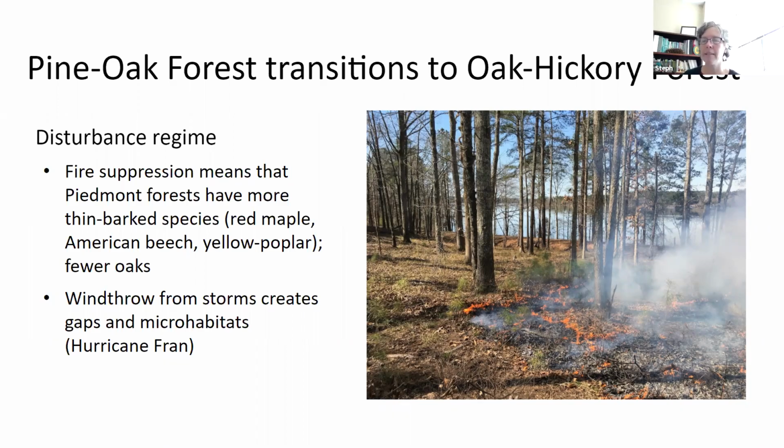So historically, these forests had more oaks in them, but because of fire suppression, the thin-barked species were not taken out by fire. So red maple, American beech, and tulip tree. These are all thin-barked species that are not fire tolerant. In the past, these forests might have had more oaks in them.